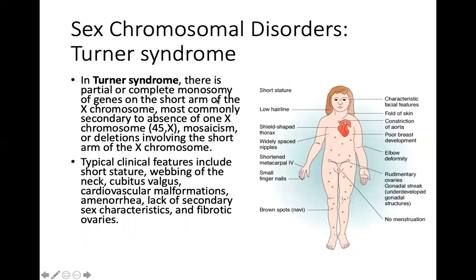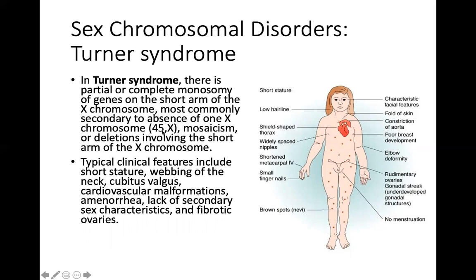Another one is your Turner syndrome. So, there is partial or complete monosomy of genes on the short arm of the X chromosome. Most commonly secondary to absence of one X chromosome. So we have 45,X. Also, mosaicism or deletion involving the short arm of the X chromosome. So ang pinaka-common ito is our most common cause, the absence of one X chromosome.